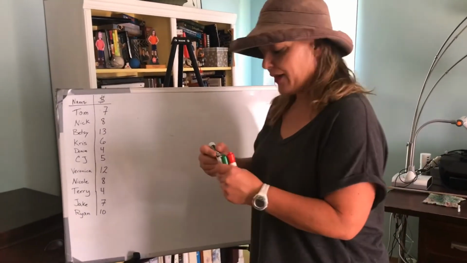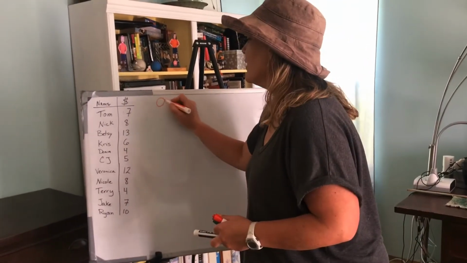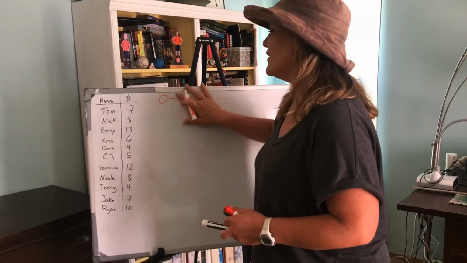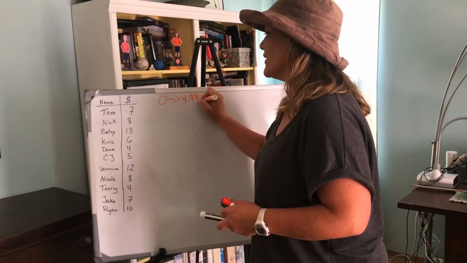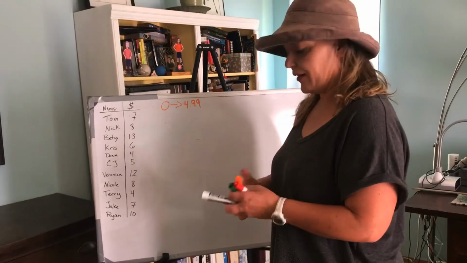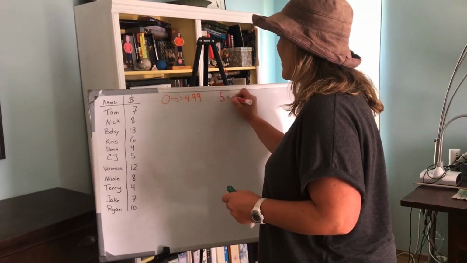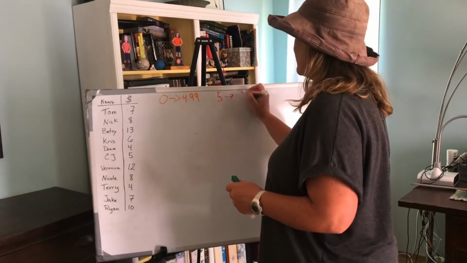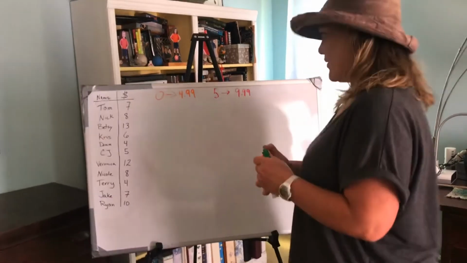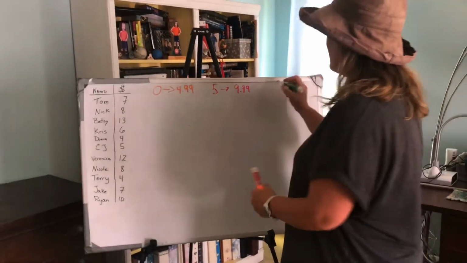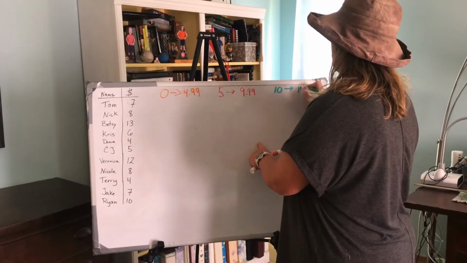I want to know how many people pay from $0 to $5. And when I say 0 to 5, it's really $0 to $4.99. So that's going to be our first bucket. Our second bucket is going to be how many people pay $5 all the way up to $9.99. And then our third bucket is how many people pay $10 all the way up to $14.99.